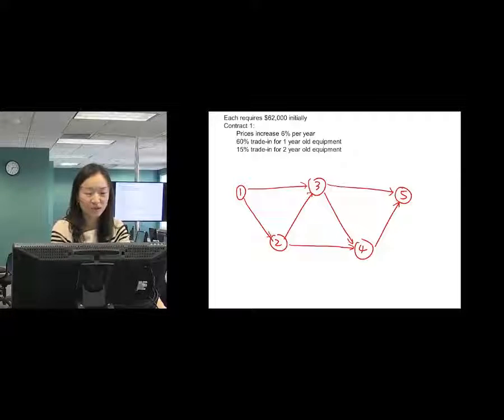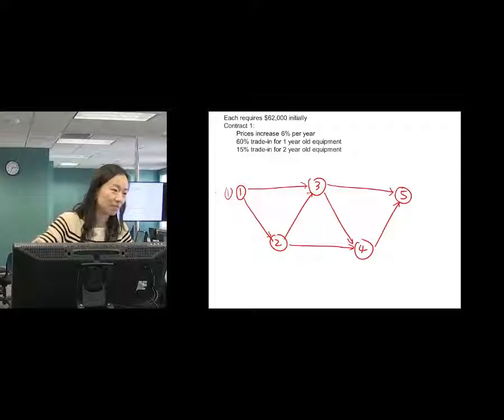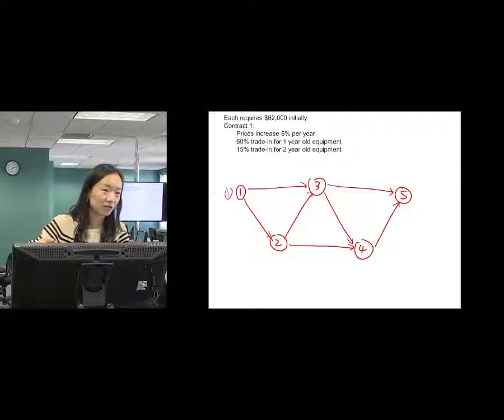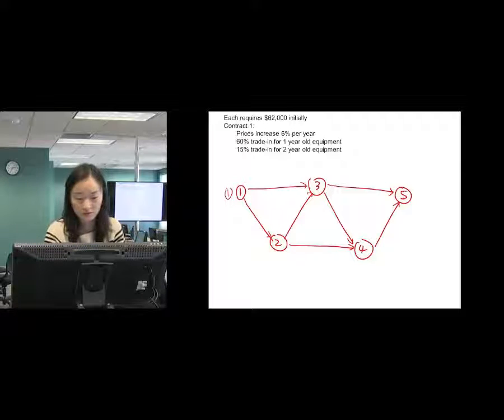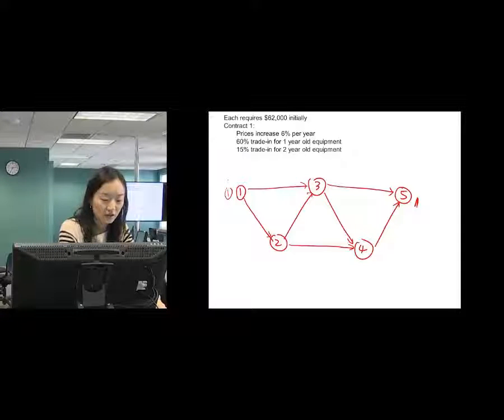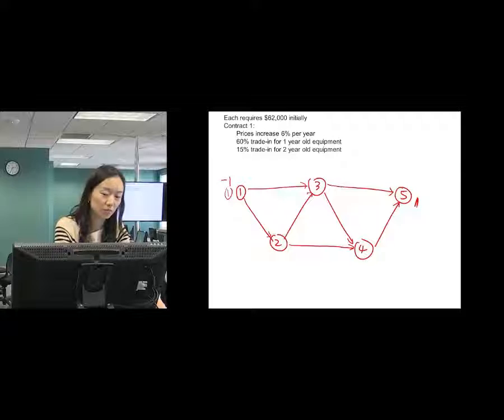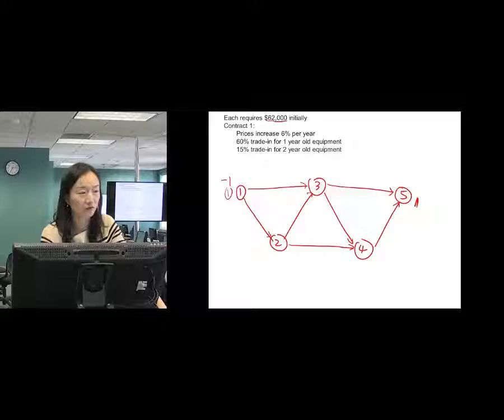This is a path network, right? And we're thinking about, okay, we start with one equipment, and we want to carry this equipment by trading it in different ways all the way to here. So it's kind of like we have a -1 supply, which is just one supply here. We have this one computer that we're going to buy at this cost initially. And eventually, at the end of 5 years, we still have this one equipment.